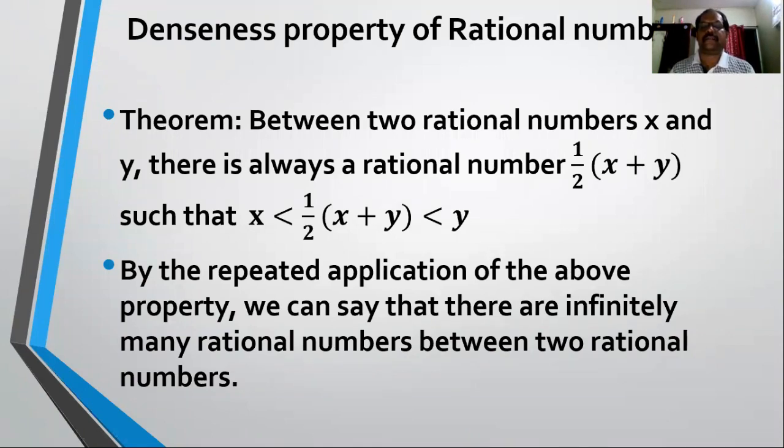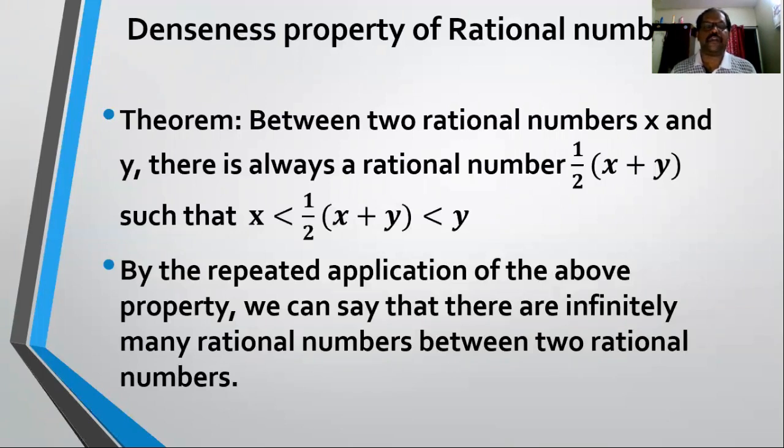It was like this: between any two rational numbers x and y, there is always a rational number given by half of (x plus y), such that it will lie between x and y. By repeated application of this theorem, we conclude that there are infinitely many such rational numbers lying between the two rational numbers. This we saw in the last video.